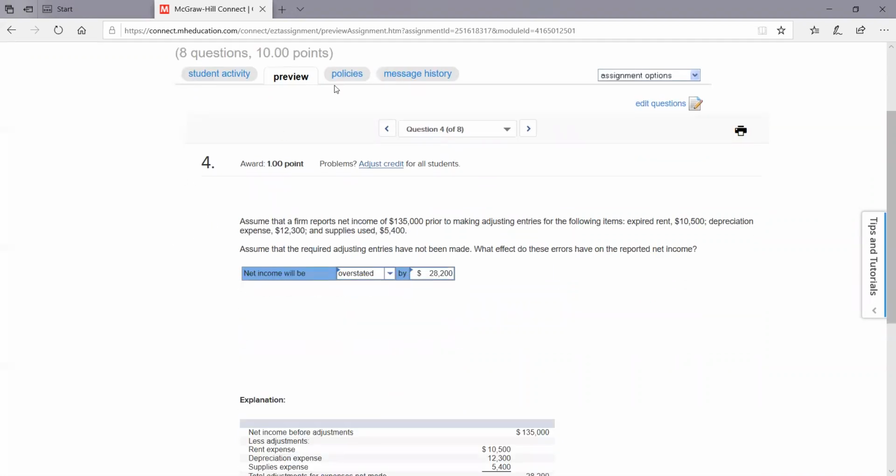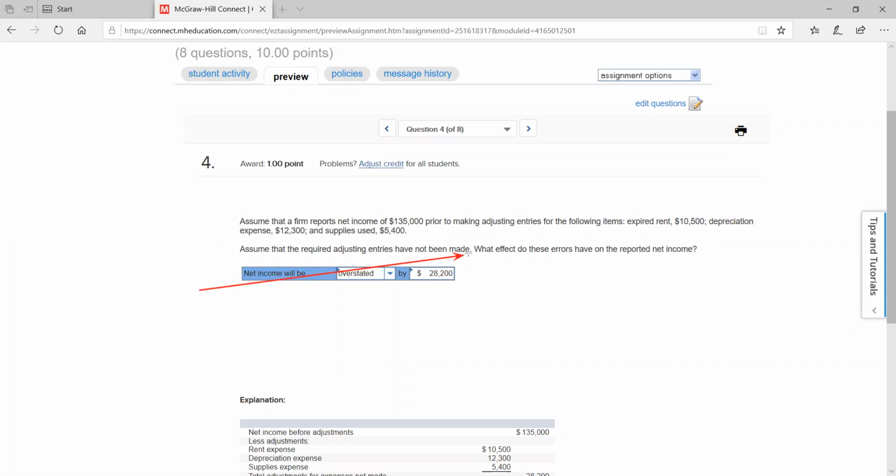And the question says, it's a theoretical question. Assume they have net income of 135 before they made their adjustments. And these are your adjustments of 10.5, 12.3, and 5,400. Let's assume that the required adjusting entries have not been made. What effect do these errors have on the income?